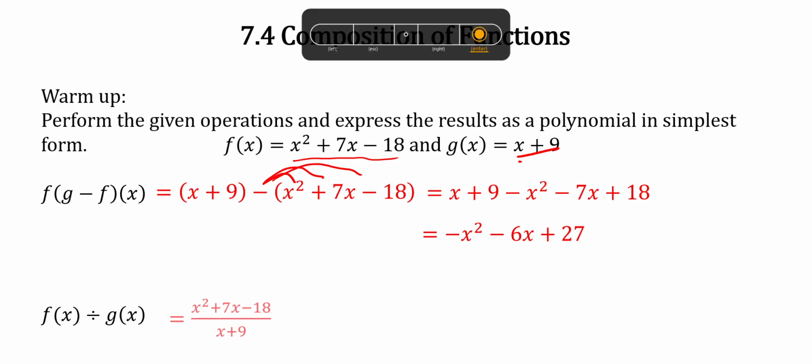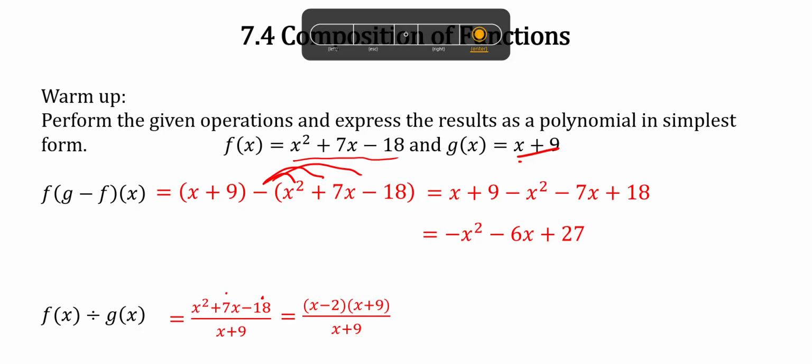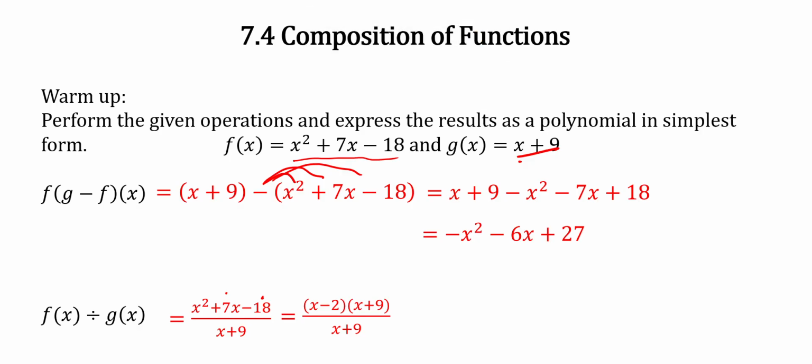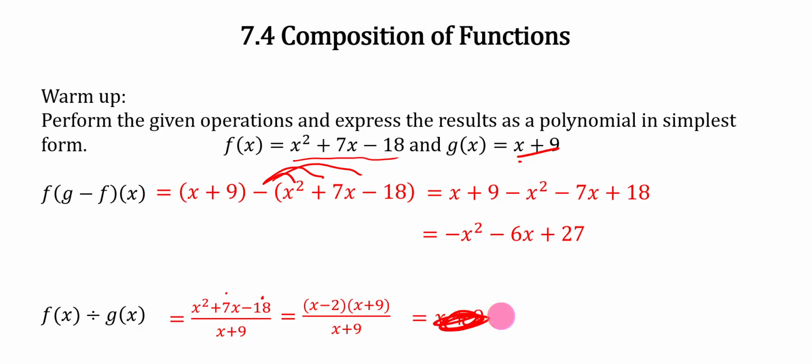f divided by g means put f over g. Well, what multiplies to negative 18 and adds to positive 7? It's negative 2 and 9. The x plus 9s cancel out. That should be x minus 2.